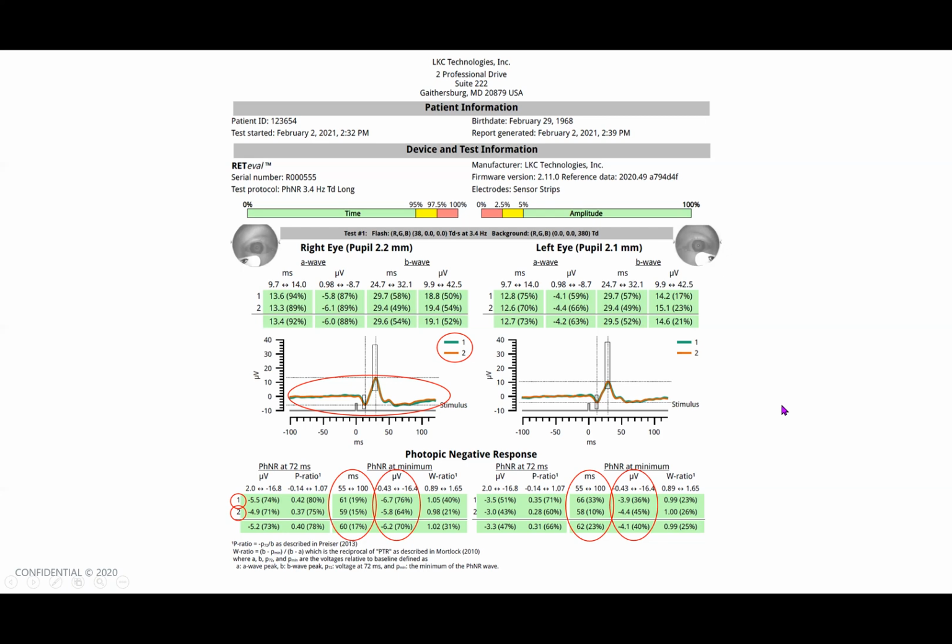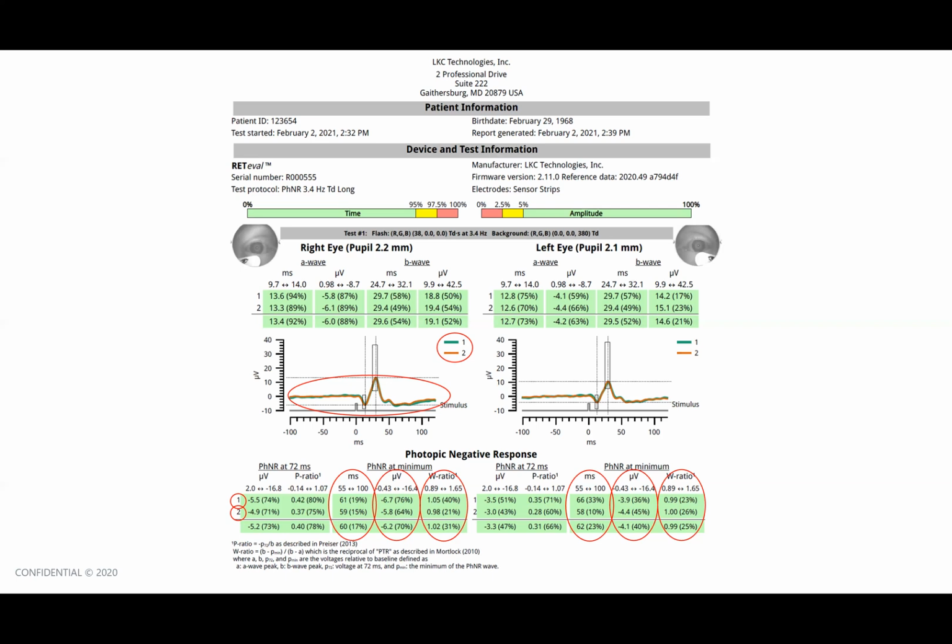The last measure I would look at on this report is the W ratio. And the W ratio is an indication of how well the electrical signal is transmitting through the different layers of the retina, from the photoreceptors to the bipolar cells to the retinal ganglion cells. The closer the W ratio is to one, the better. That indicates more of the signal is being preserved as it's traveling through the retina. So the closer to one, the better. If it's over one, that's actually really good. So that I would look for.